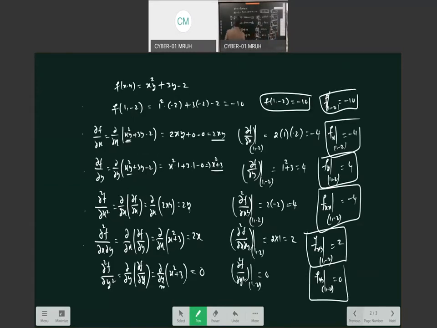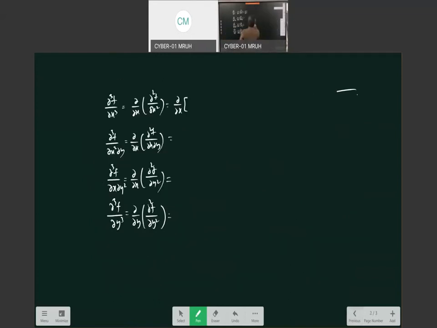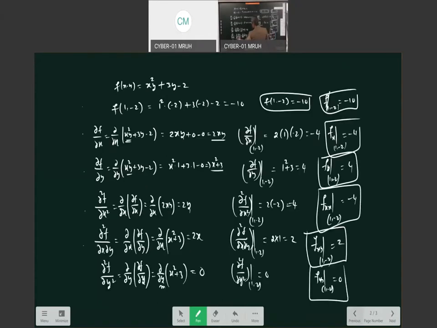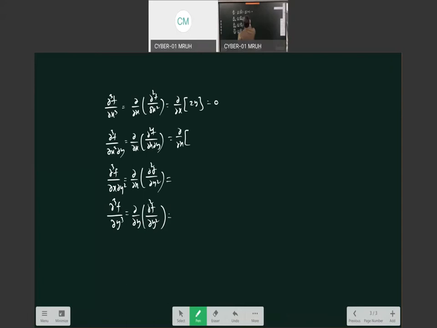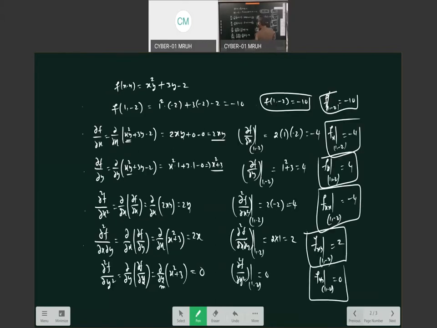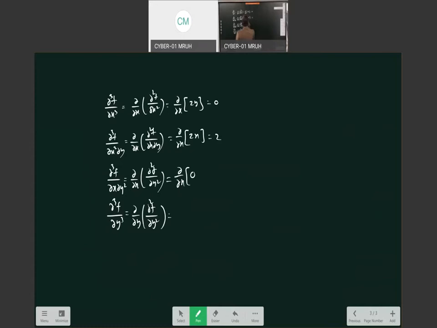So dou square f by dou x square is equal to 2y. Let me substitute. This is 2y. So with respect to x it is 0. Then this is dou by dou x of xy, so that is 2x. This is 2x. So this value is 2. Then dou by dou x of, so with respect to y square, this is 0. So this is 0. And dou by dou y of again 0. Again 0. So now, because of 0, it is becoming 0. And please remember, it is a constant.